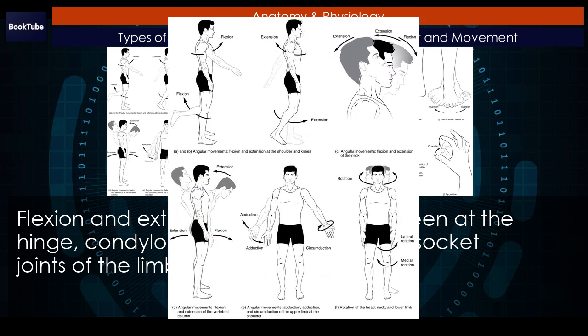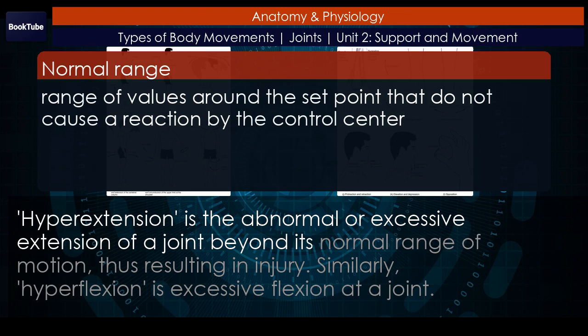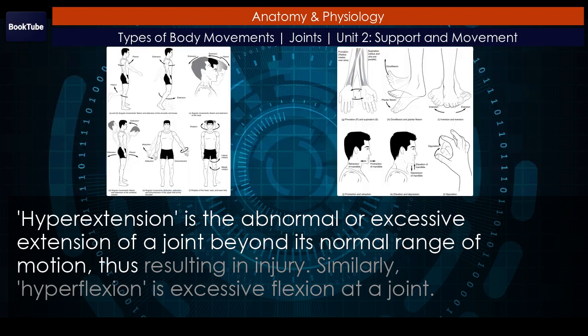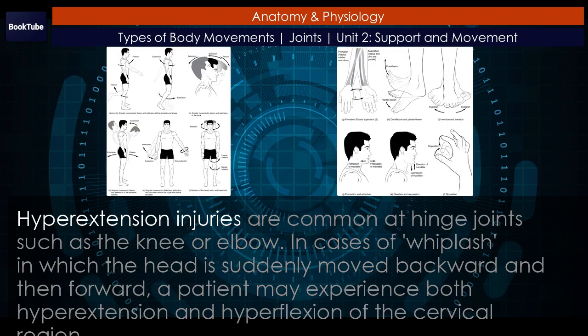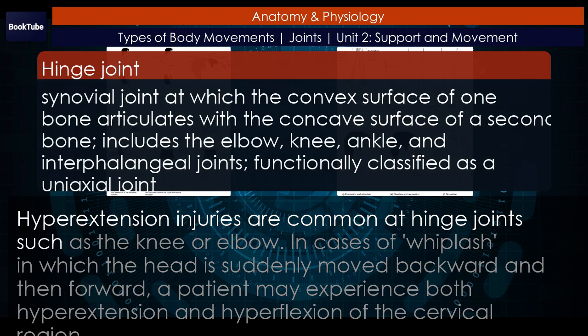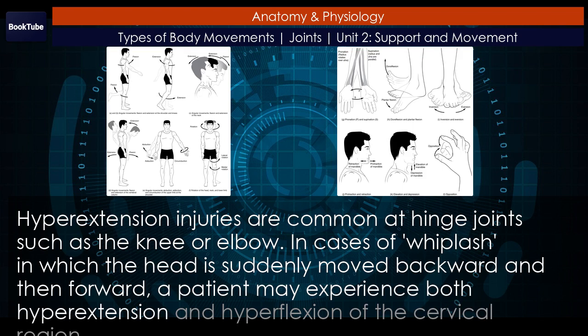See Figure 1, A-D. Hyperextension is the abnormal or excessive extension of a joint beyond its normal range of motion, thus resulting in injury. Similarly, hyperflexion is excessive flexion at a joint. Hyperextension injuries are common at hinge joints such as the knee or elbow. In cases of whiplash, in which the head is suddenly moved backward and then forward, a patient may experience both hyperextension and hyperflexion of the cervical region.